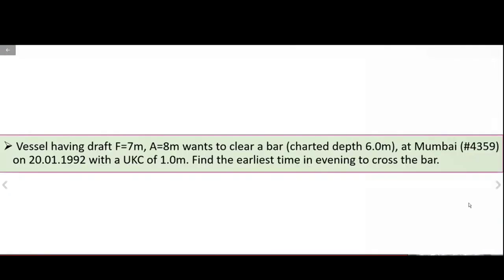A vessel with draft 7 meters forward, aft 8 meters, wants to clear a bar where charted depth is 6 meters at Mumbai. What you have in bracket as 4359 is the number for Port of Mumbai in the tide tables. On 20th January 1992, with a UKC, that is under keel clearance of 1 meter, find the earliest time in the evening to cross the bar.